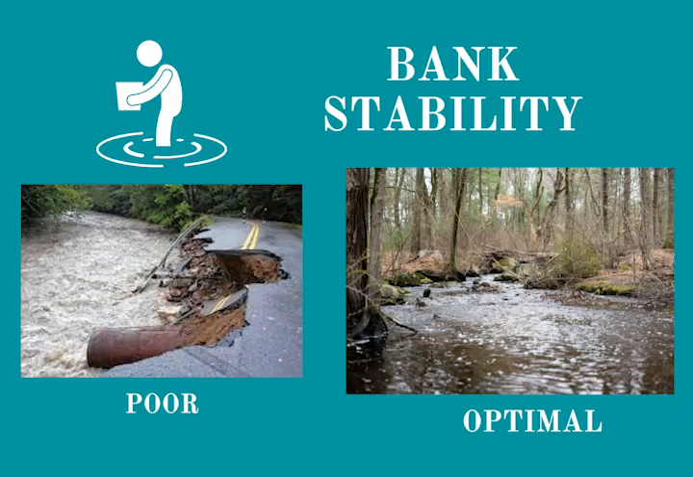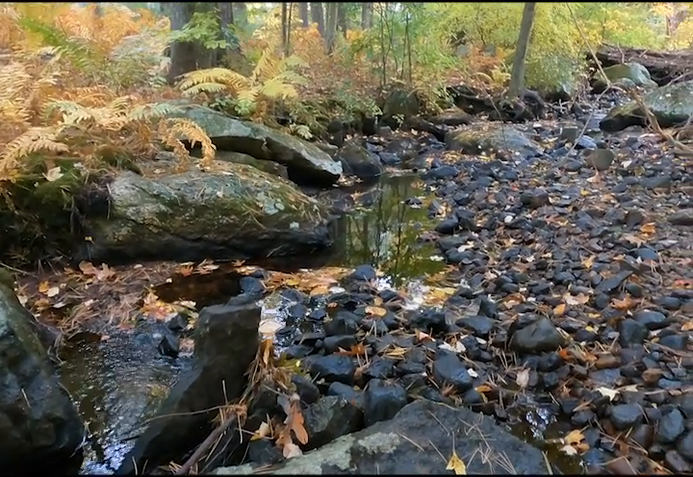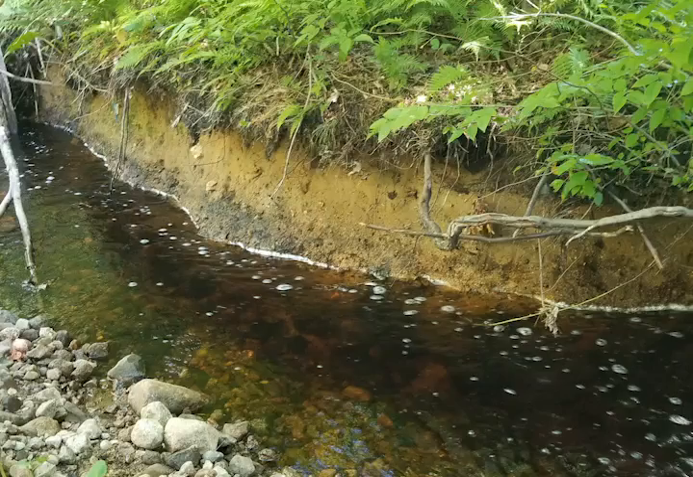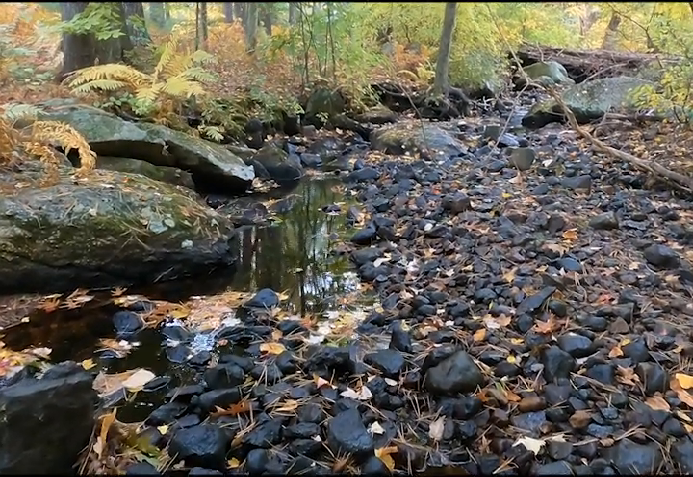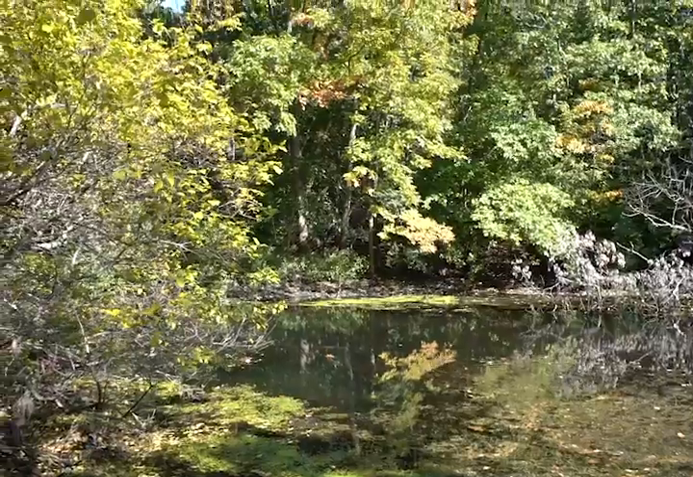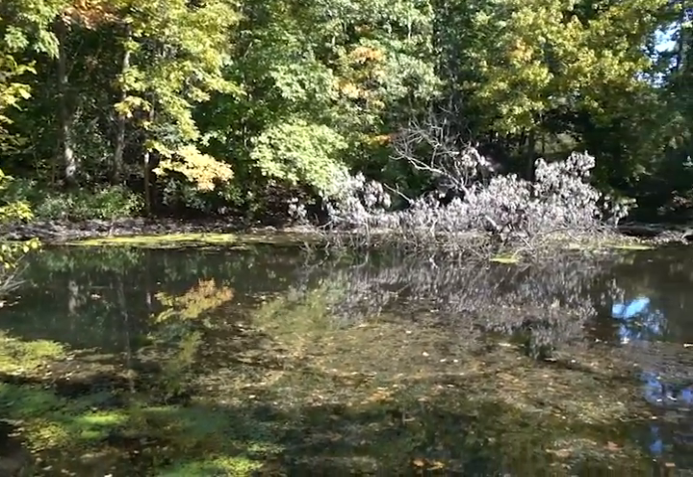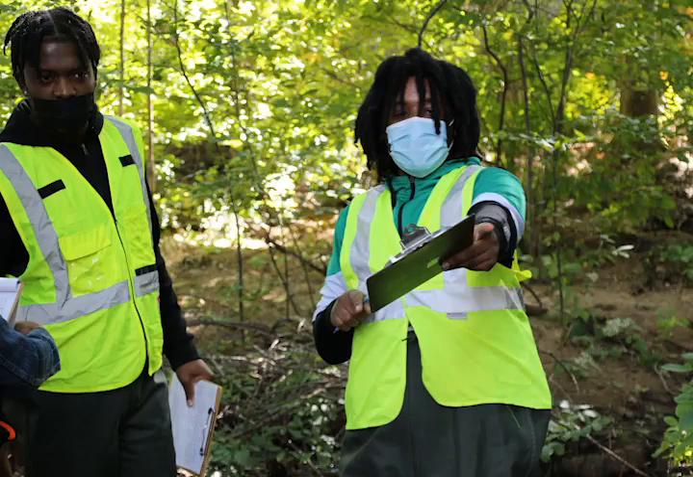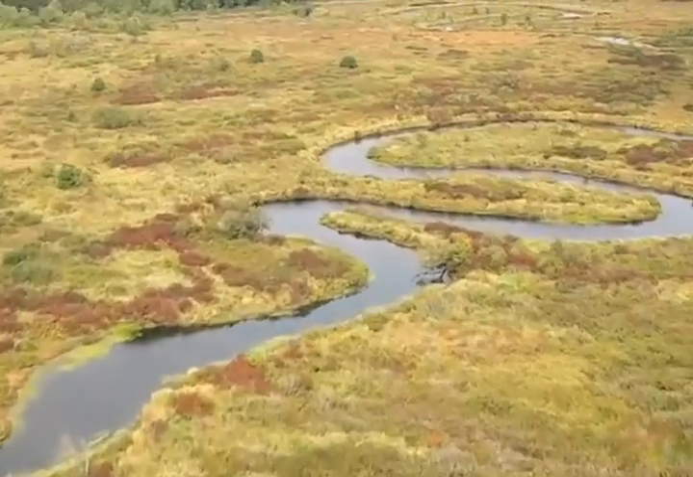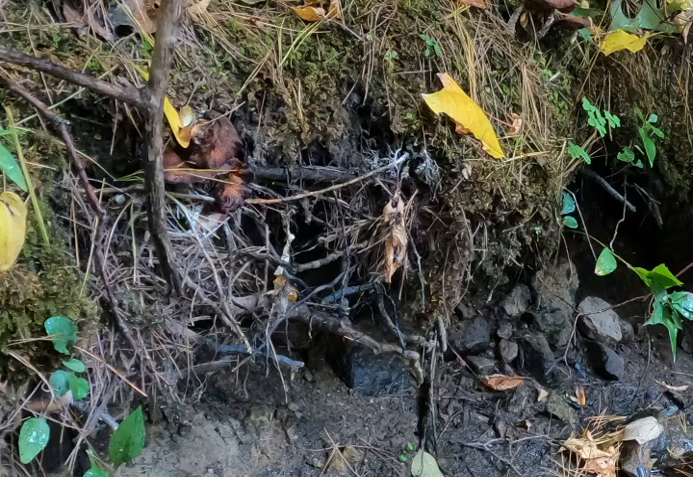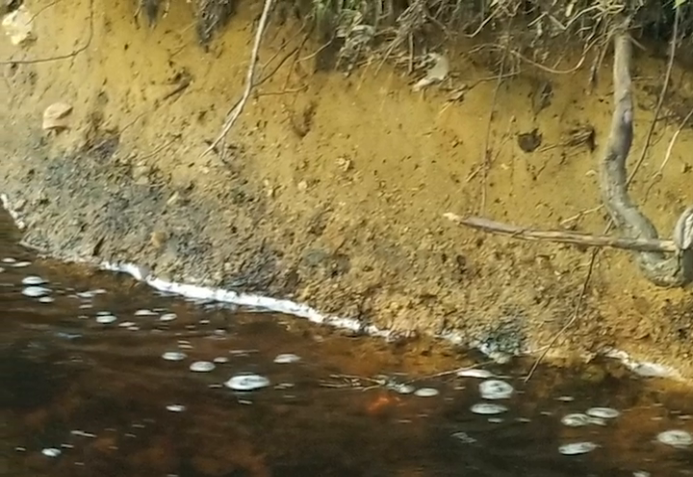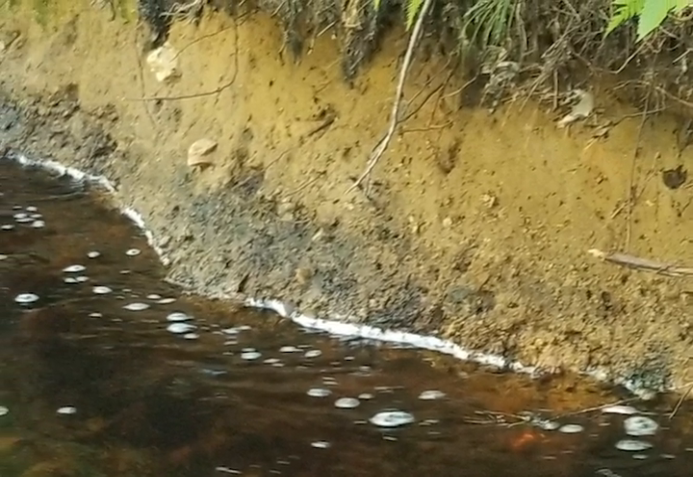The parameter for bank stability evaluates the erosion of the banks and the potential for future erosion. Steep banks are likely to collapse and are considered unstable. Eroded banks indicate a problem of sediment movement and suggest a scarcity of cover and organic inputs to streams. Here are some signs of erosion to look for at your site: unvegetated banks, crumbling, exposed tree roots, and/or exposed soil.